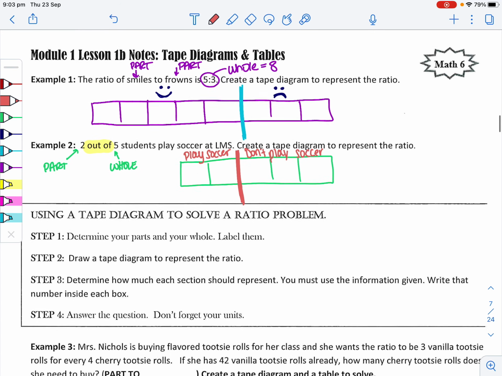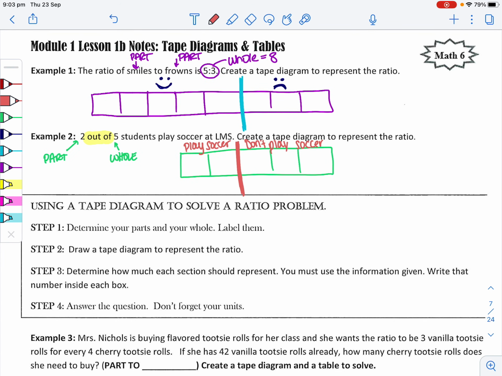So I've got some steps here. It says using a tape diagram to solve a ratio problem. And we're going to follow each of these steps as we go through the examples. So step 1 says determine your parts and your whole. Up here in the smiles and frowns example, you can see that I labeled the 2 parts and then figured out what the whole was. And we're going to do that for each question. And then same thing for our part to whole: I have a part, I have a whole, what is the other part?